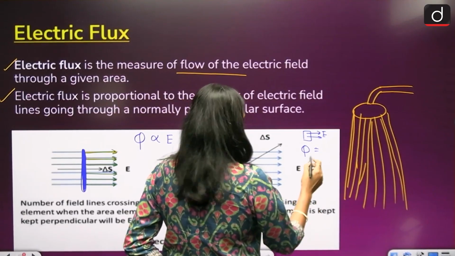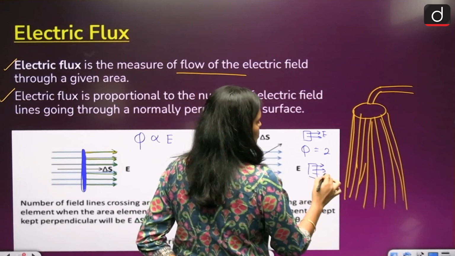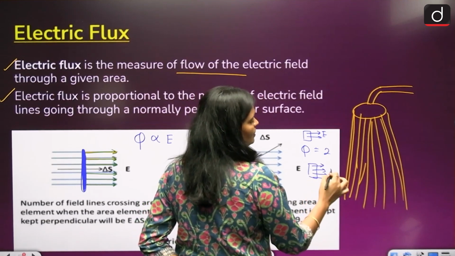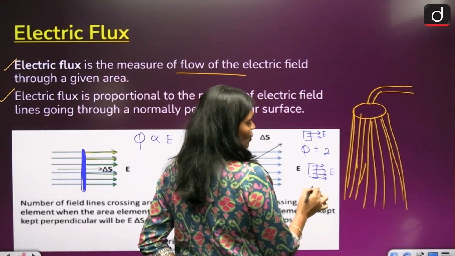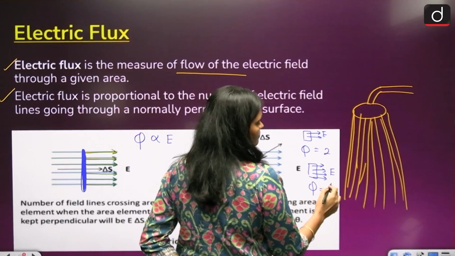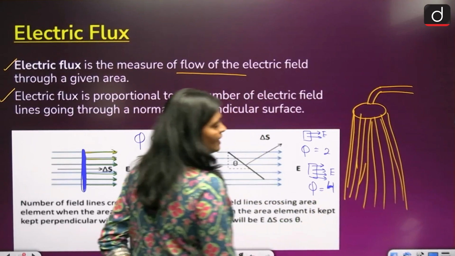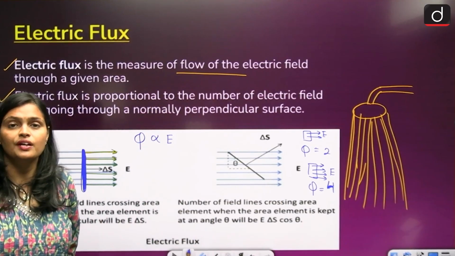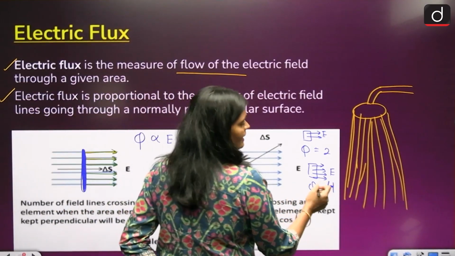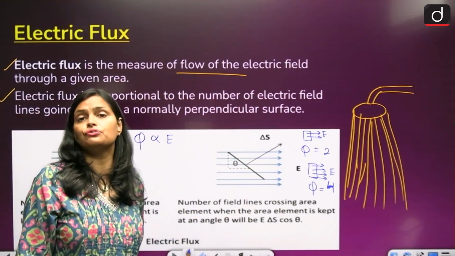So 2 will be the electric flux. Again, suppose this is the object and from here the electric field line is coming out. So what is the flux here? 4. What will be the flux here? 4, right? So what you can say that the flux is directly proportional to what?